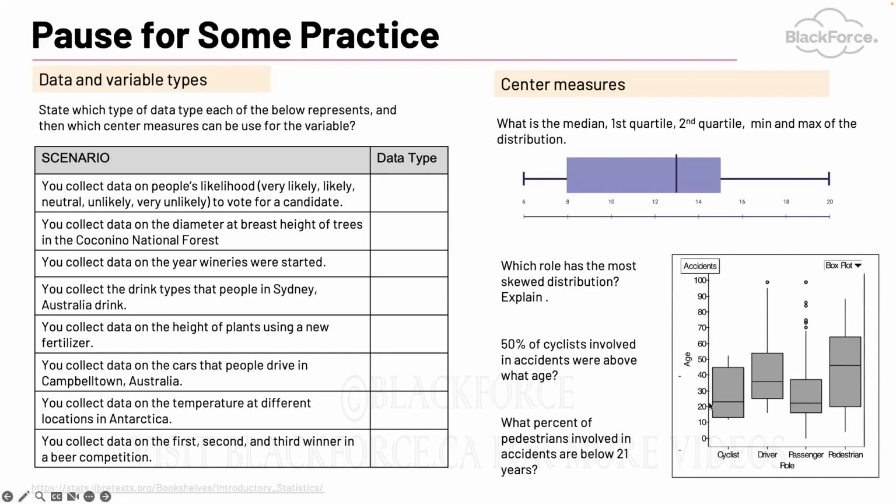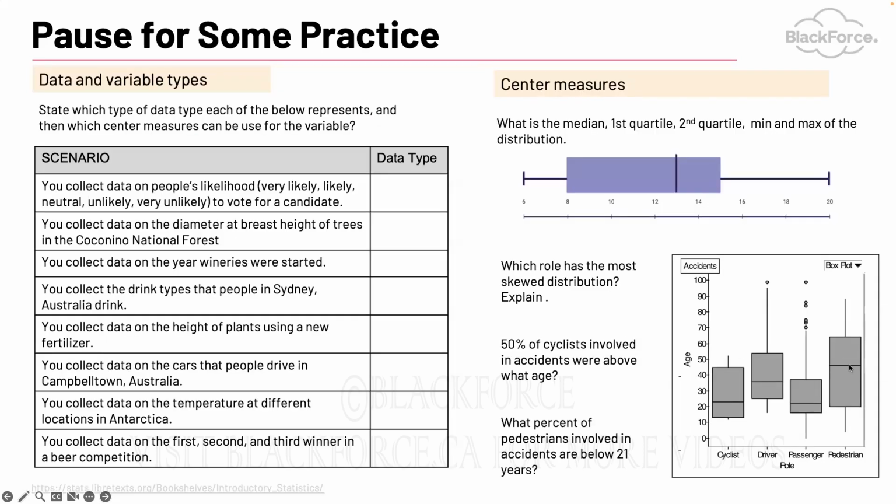So remember 21 years is here. If you trace that to the distribution for pedestrians... Oh, what percentage is below 20? Oh, sorry. I was looking at passengers. The 25% people are correct. My bad. I was looking at passenger, but this is pedestrians.